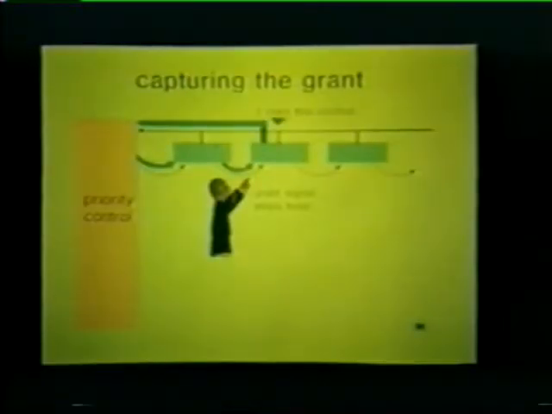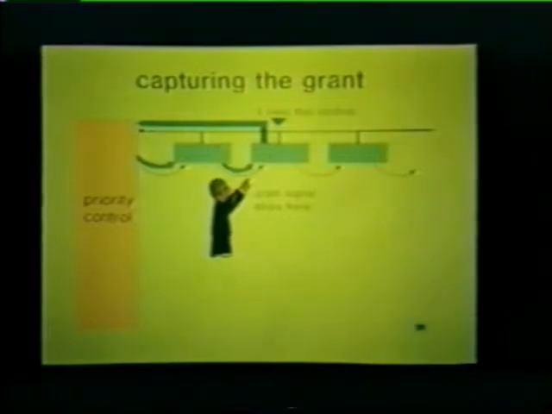Once this device captures the grant signal, it prevents it from traveling any further. Therefore, requesting devices further away from priority control will not receive this particular grant. As you can see from this chaining example, horizontal priority depends on how close the device is to the priority control. The closest device has first choice of capturing the bus grant. The second device has next choice if the first device doesn't capture the grant, and so on.